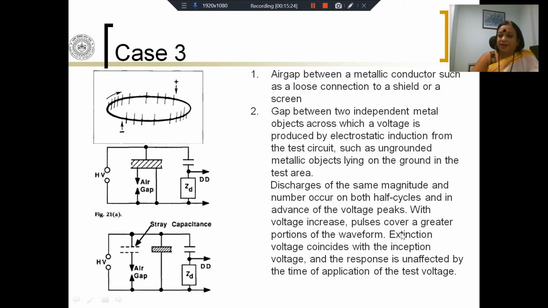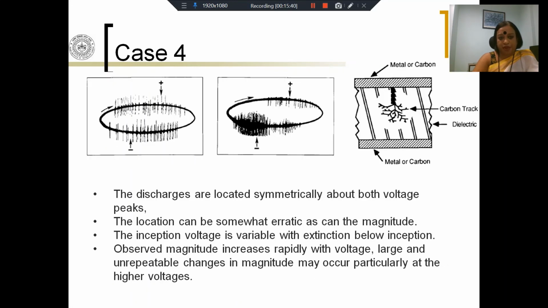Then you look at the ratio of the extinction voltage and the inception voltage, and in this case you will see that the extinction voltage coincides with the inception voltage, and the response is unaffected by the time of application of the test voltage. That gives you an idea that this is an air gap of a fixed dimension which is breaking down. Case 4: you have discharges which are located symmetrically about both voltage peaks. The locations are erratic, the magnitude is erratic, the inception voltage is variable. Extinction voltage is lower than inception voltage, but the inception voltage is not fixed. It is varying quite a bit.